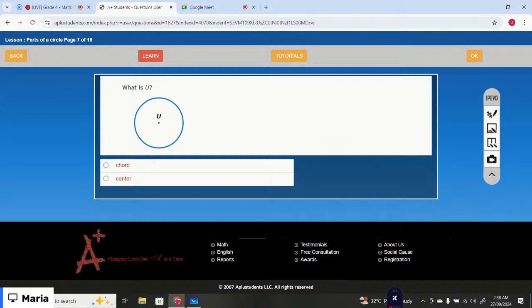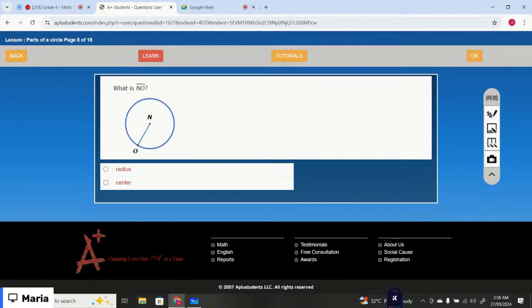What is U, which is the correct option? U is the center of the circle. Option number 2 is the correct option. What is NO? The correct option is NO is the radius of the circle. The correct option is radius. Option number 1 is the correct option.